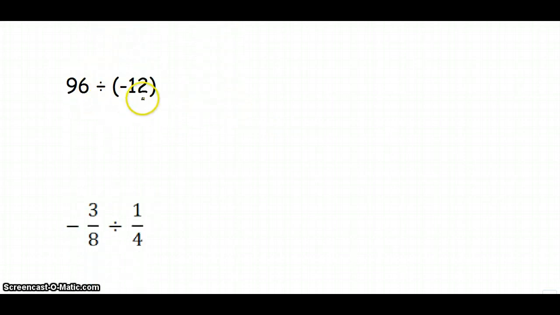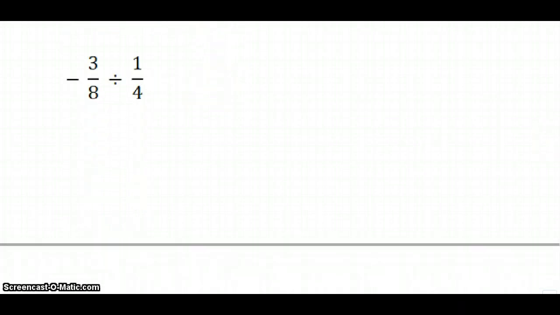96 divided by negative 12, I automatically know that my answer is negative. 96 divided by negative 12 gives me negative 8. Negative 3/8 divided by 1/4. Well, whenever I divide, what I'm really doing is I'm multiplying by the reciprocal. So negative 3/8 times the reciprocal, 4 over 1.